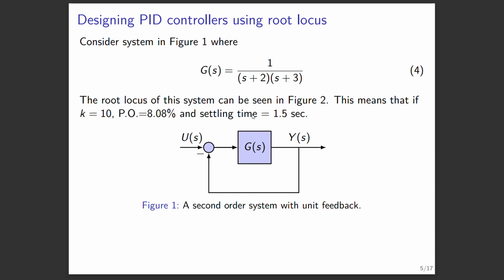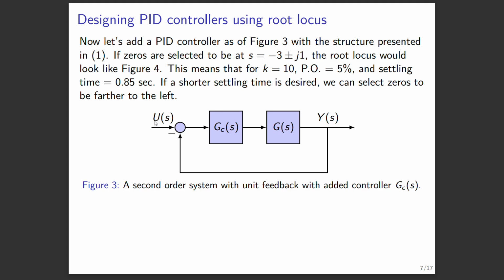Okay, so if there's a gain k here, and the value of it is 10, then I have this performance. Settling time, so the speed of the system, is 1.5, and percentage overshoot, which represents the oscillations of the system, is 8.08%. Now, let's add a PID controller as figure 3, with the structure that we talked about before.